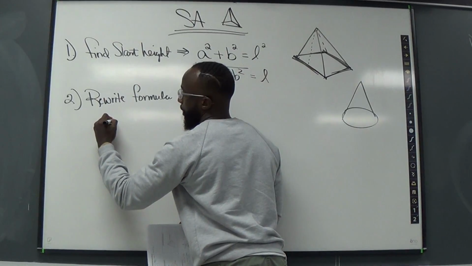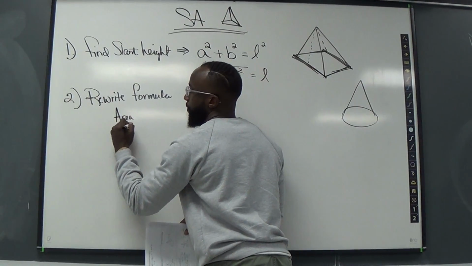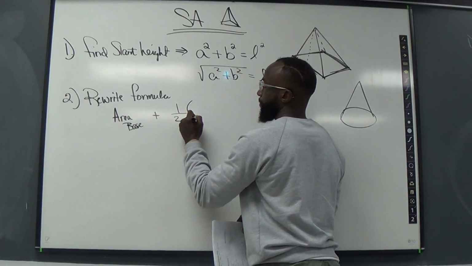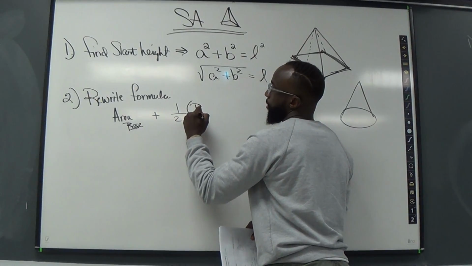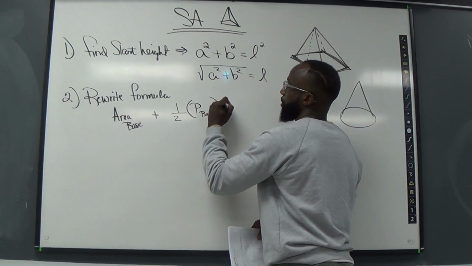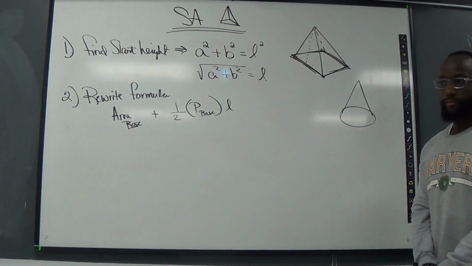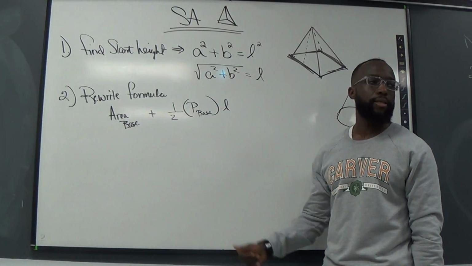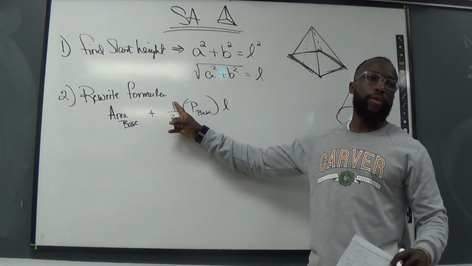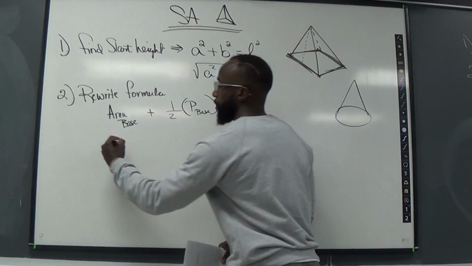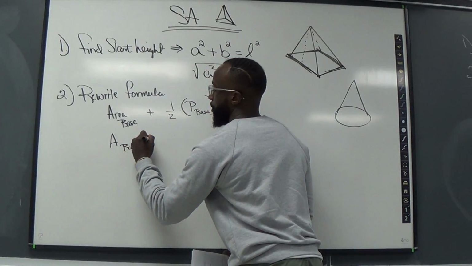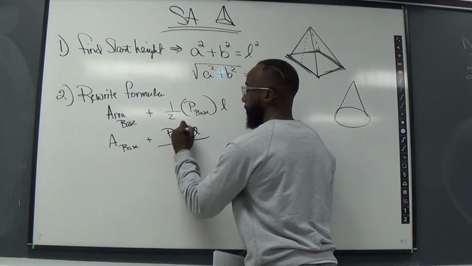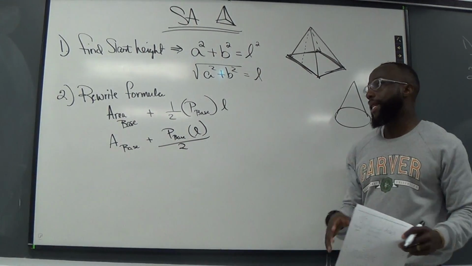There's going to be the area of the base plus 1/2 the perimeter of the base times the slant height. Again, it's the area of the base plus 1/2 the perimeter of the base times the slant height. And the way I like to write times 1/2 would be the area of the base plus the perimeter of the base times L, all over 2. If you put that all over 2, I like that better.